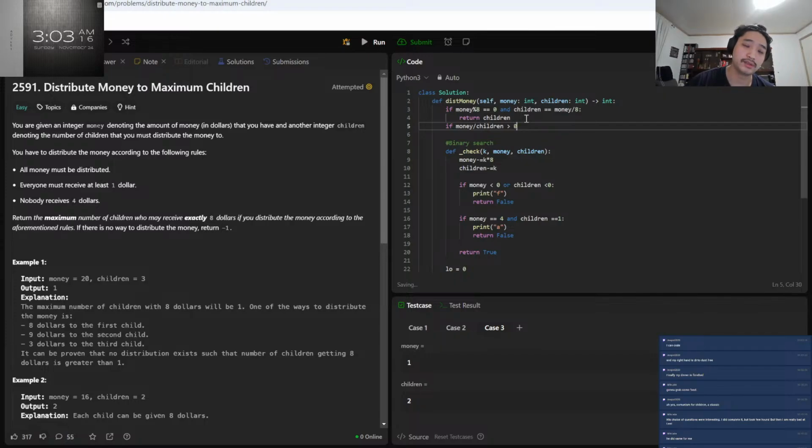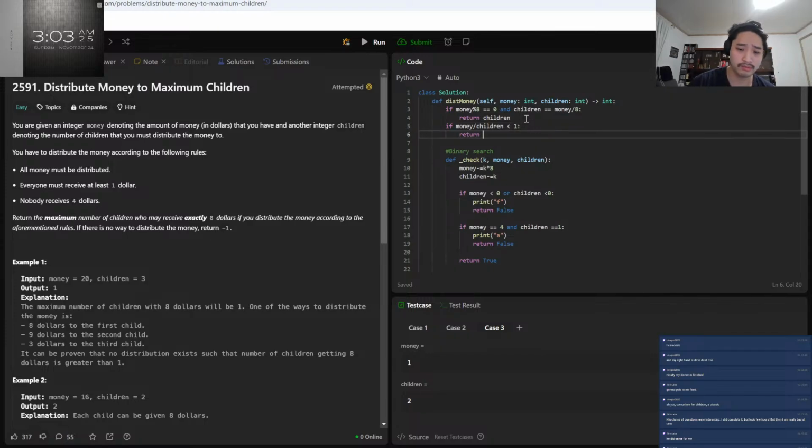It's not less than 1, no. Less than 1, return -1. Would this work? Might be confusing myself.